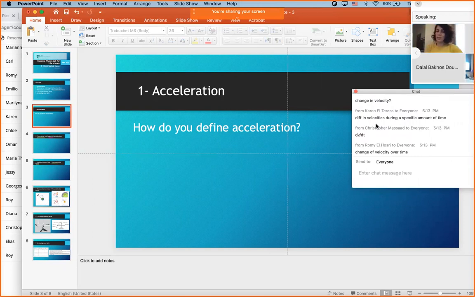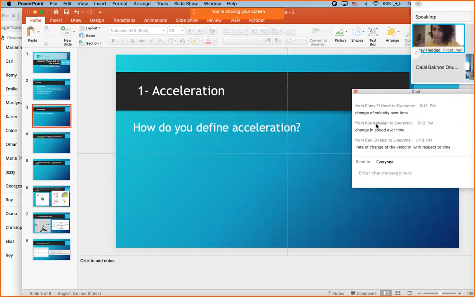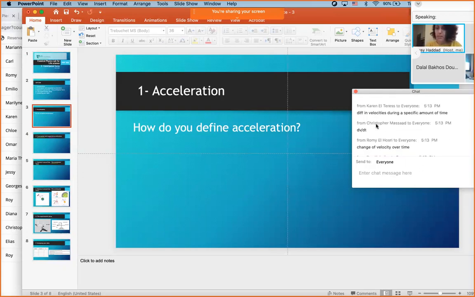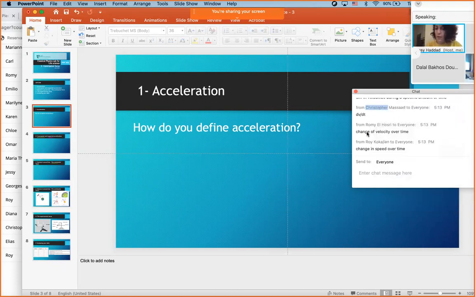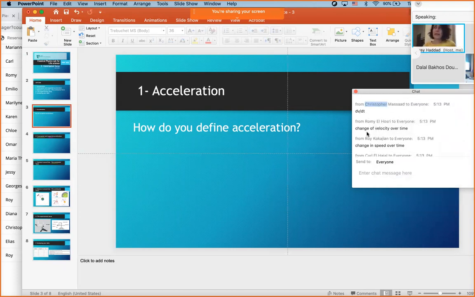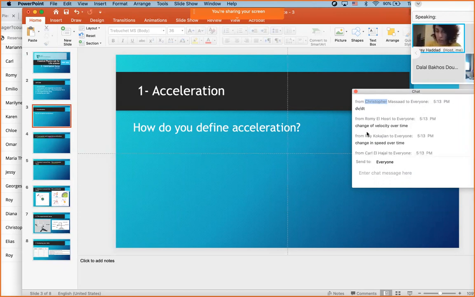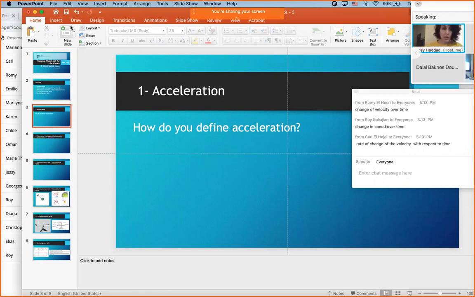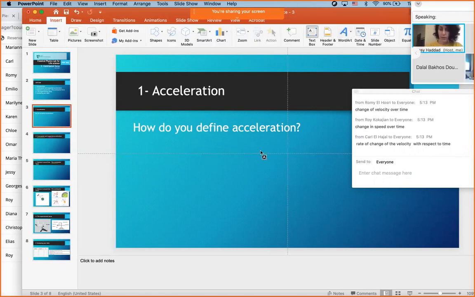What do you mean by difference? Is it something minus something, like magnitude minus magnitude? Be careful because the magnitude of the velocity may not change, and yes, you can still have acceleration. Christopher is saying the derivative of v with respect to time, and I like this. However, probably we should stress on the fact that v is a vector: change of velocity over time, change in speed over time, rate of change of the velocity with respect to time. Okay, how about we come up with an actual something to say? I would want to keep the rate at which velocity is changing, just to make it a bit general, okay?